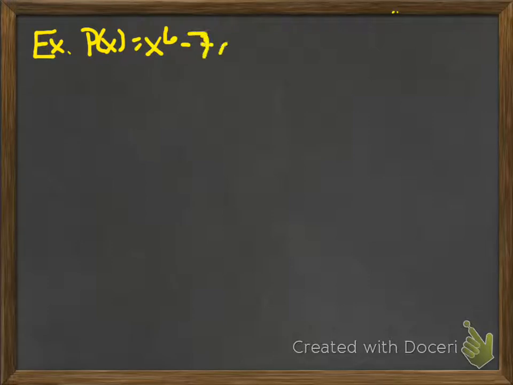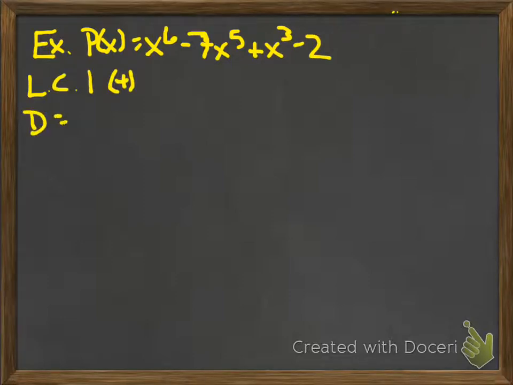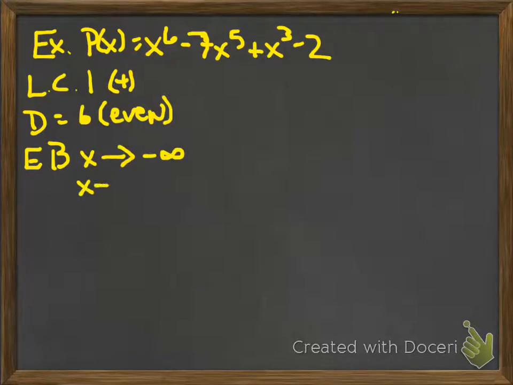x to the 6 minus 7x to the 5th plus x cubed minus 2. Leading coefficient is 1, which is positive. Degree is 6, which is even. So that tells you the end behavior both as x goes to negative infinity and positive infinity, the polynomial function should be going to positive infinity.